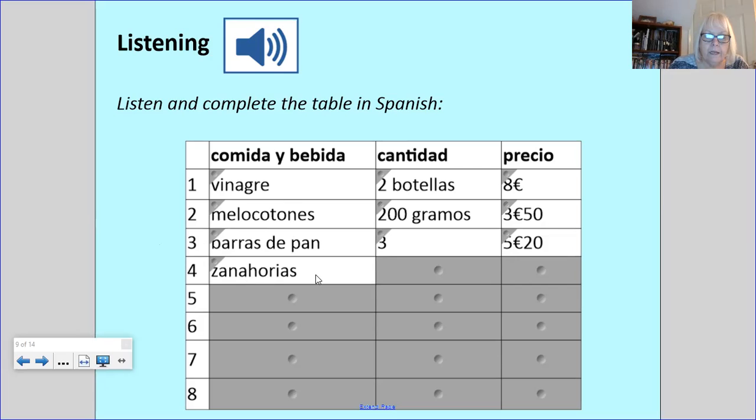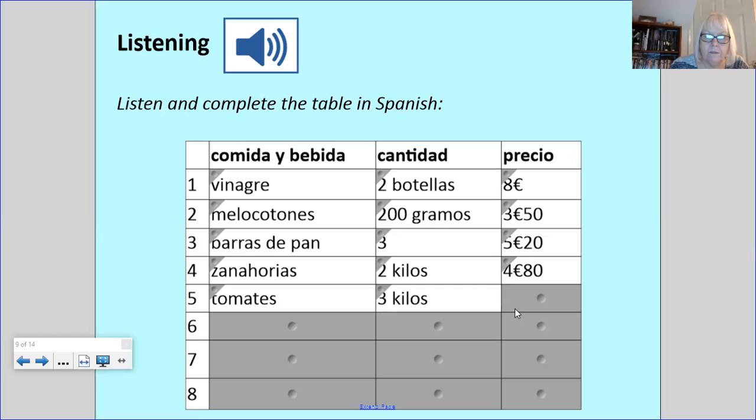Número 4, quiere zanahorias, la cantidad 2 kilos y el precio 4 euros 80 céntimos. Número 5, tomates, quiere tomates, 3 kilos de tomates, el precio 6 euros. So they're 2 euros a kilo. Número 6, patatas, quiere potatoes, una bolsa, so a bag, una bolsa de patatas, y el precio 7 euros.